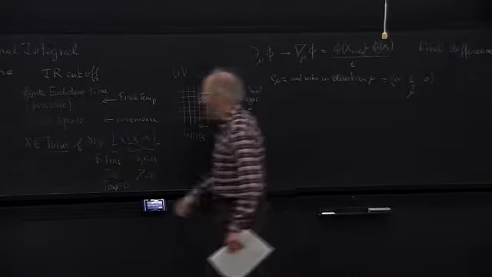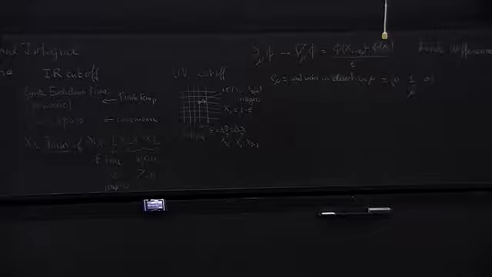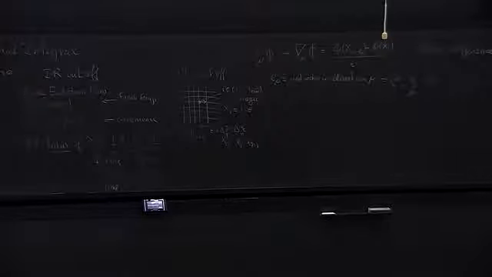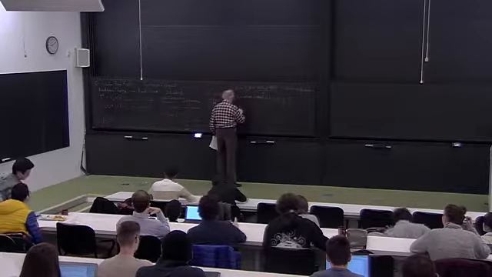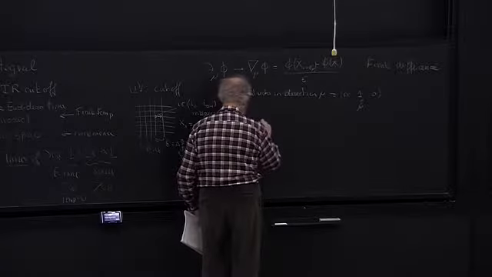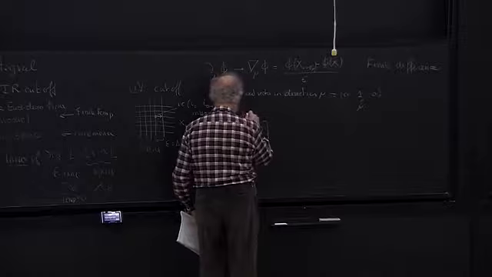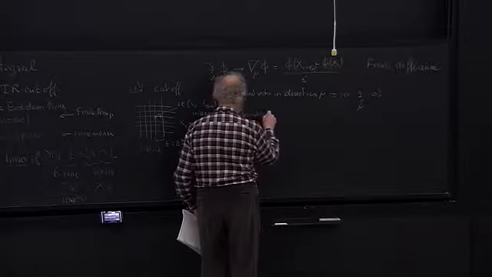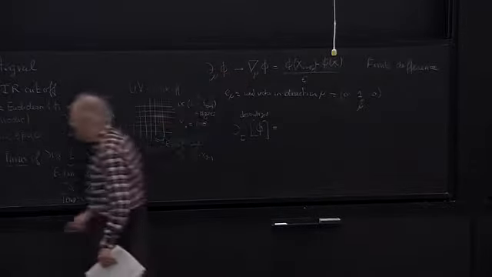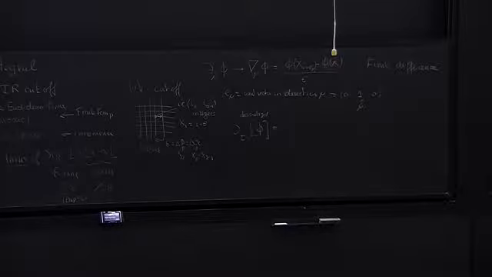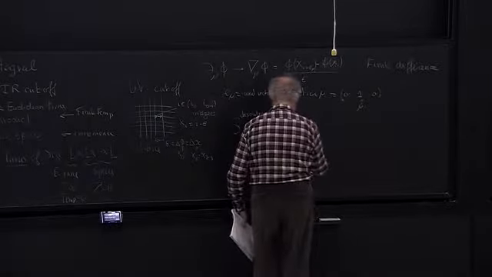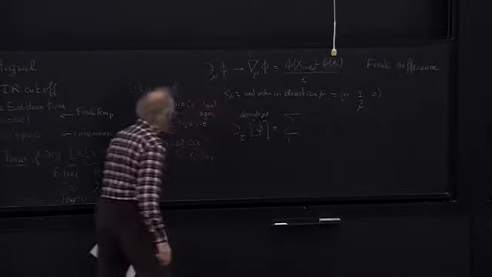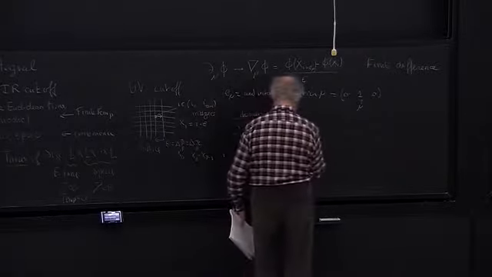Then the discretized action: you just take this and replace the integral by a sum over sites. So the Euclidean action for a field configuration, if you want to discretize, is just the sum over the sites of the lattice, sum over i in the lattice.